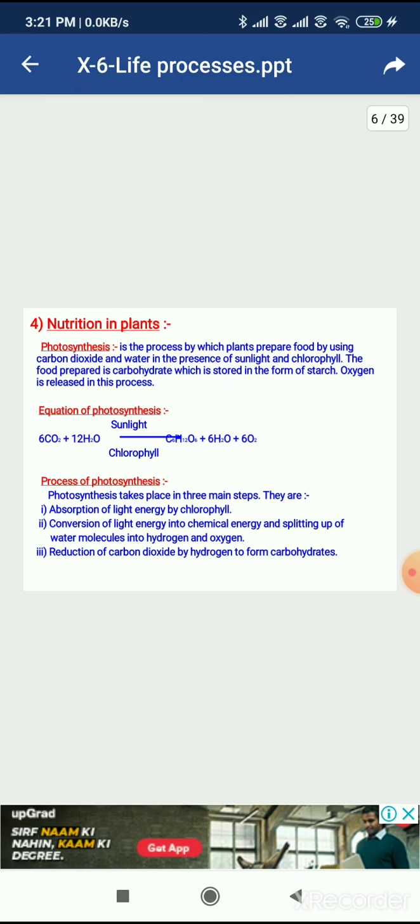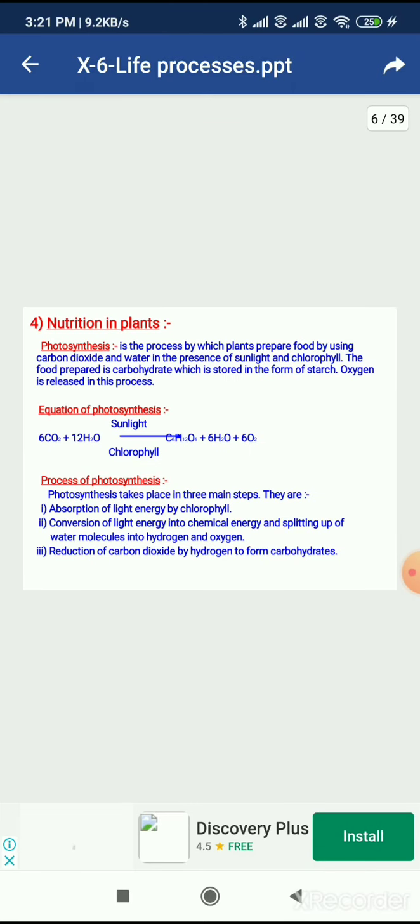in this process. Here equation is given for photosynthesis, that is 6 molecules of carbon dioxide reacts with 12 molecules of water in the presence of sunlight and chlorophyll and forms C6H12O6, that is glucose, plus water plus oxygen. So in the process of photosynthesis, 3 main steps take place. First one is absorption of light energy by the chlorophyll. When chlorophyll absorbs light energy, it is sensitized, it is activated.